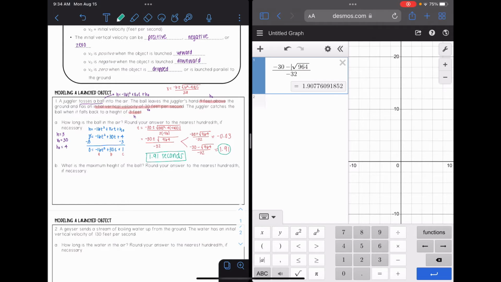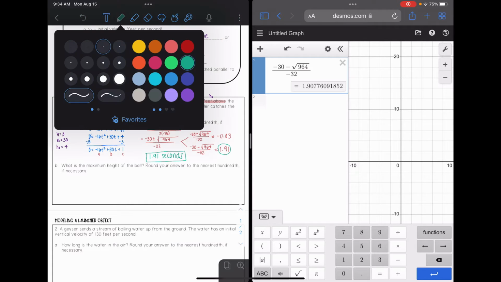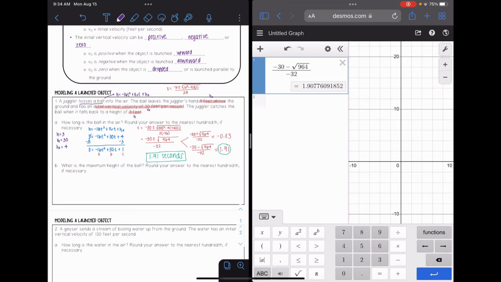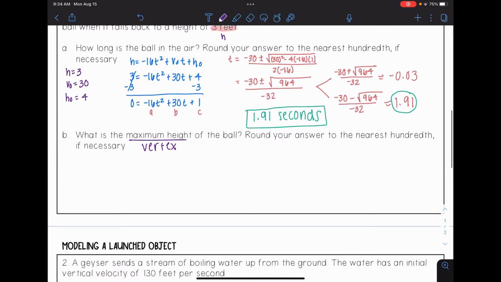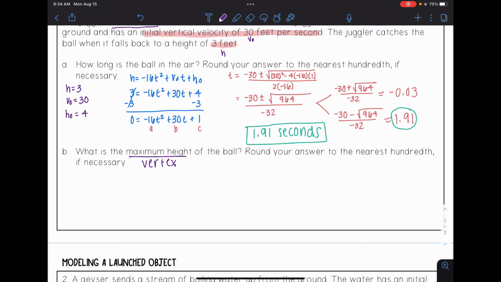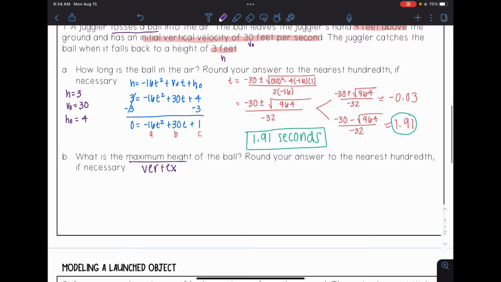Okay, and then part B says, what is the maximum height of the ball? Round the answer to the nearest hundredth. Well, we learned in our previous unit that maximum height, that is where our vertex is. And for height, that is our y value. And so for this one, I need to find my vertex. So I need to first find my x-coordinate of the vertex and then plug that back into my function to figure out what my y value is to find the height.